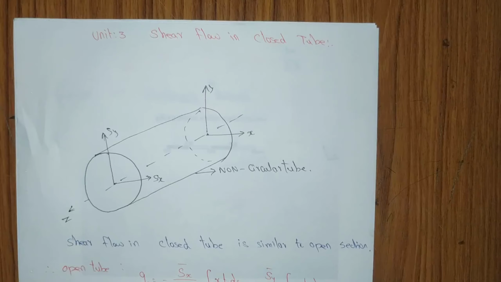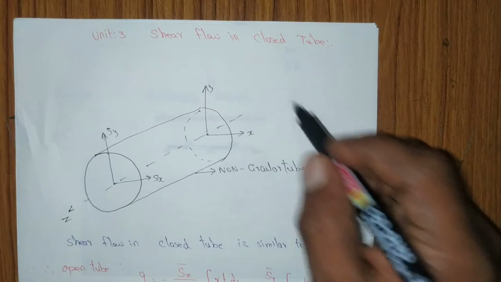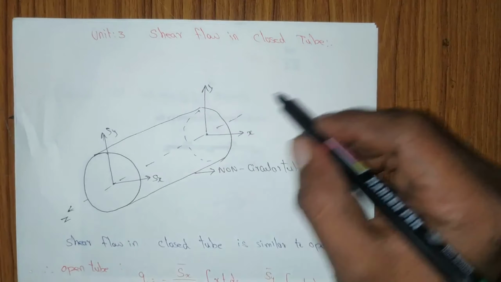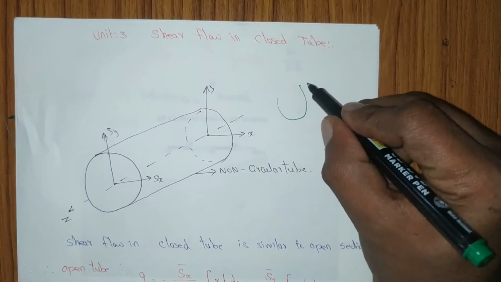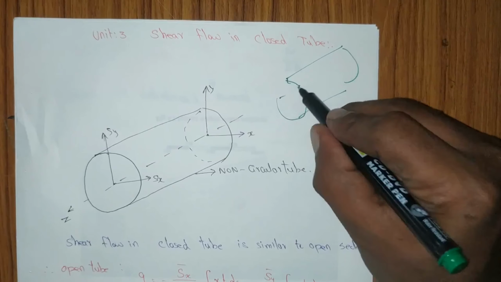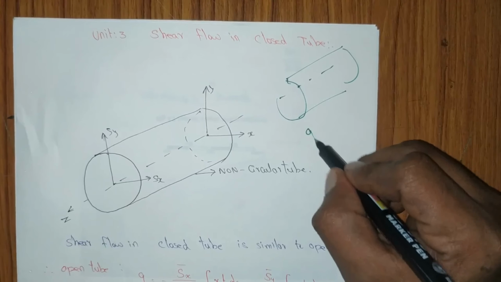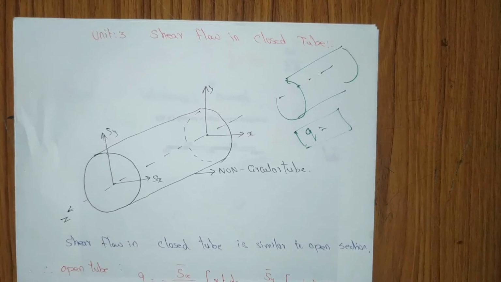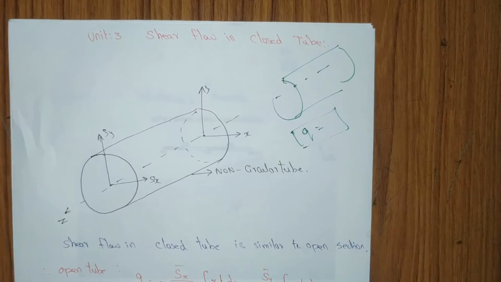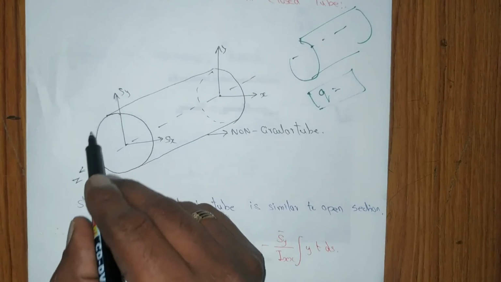Hey guys, good morning. In Unit 3, shear flow in closed tube, right? In Unit 2, we discussed the shear flow in open tube. We used this section as an open section, and we solved for the Q value. We solved for both cases, one is boom structure and the other is ordinary structure, right? And here we are going to closed sections.